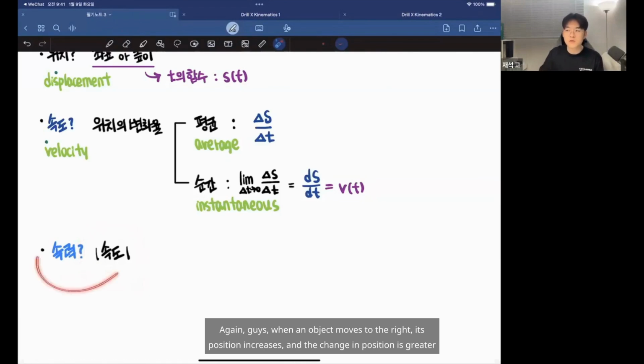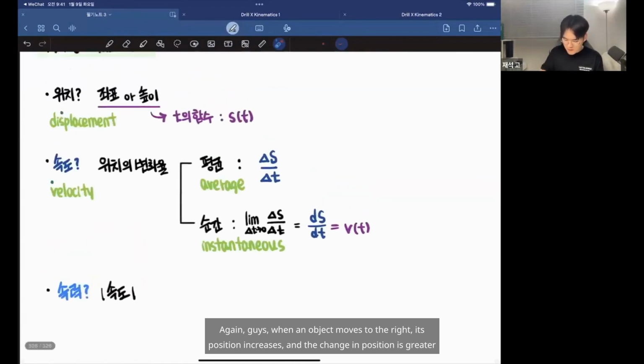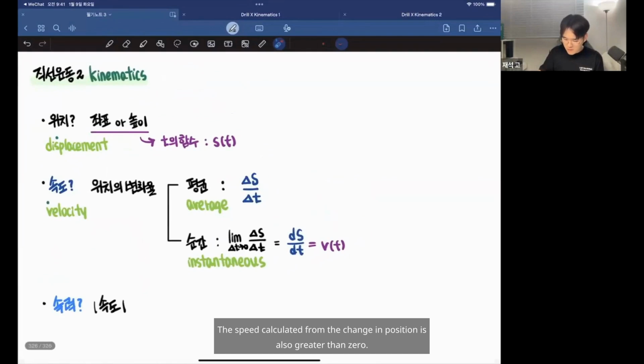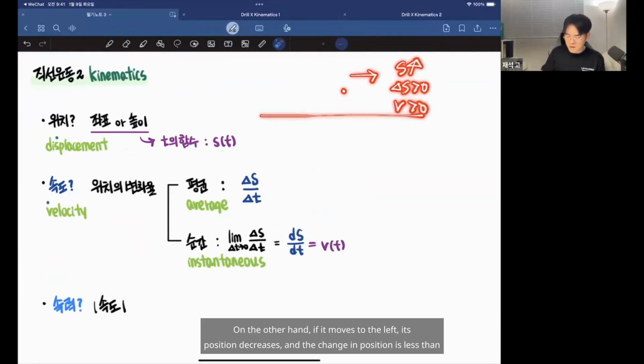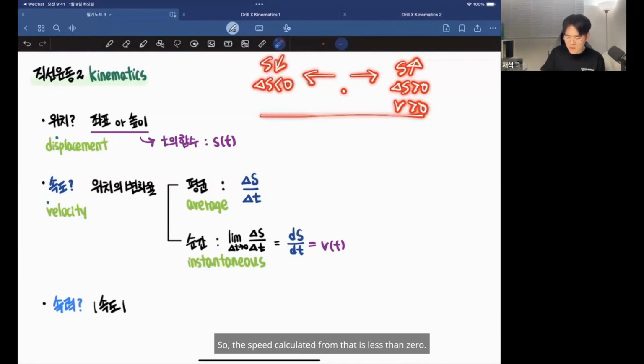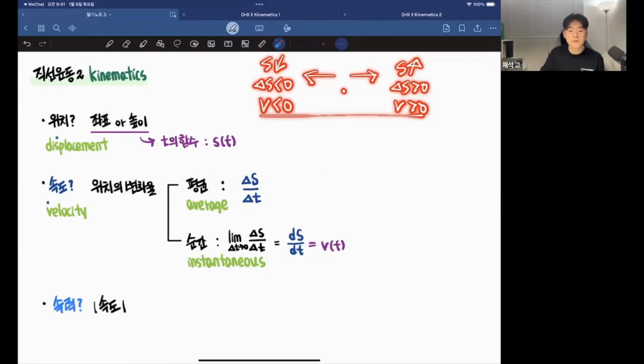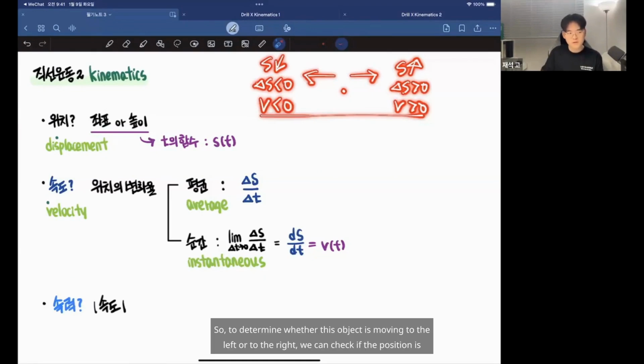Again, guys, when an object moves to the right, its position increases and the change in position is greater than 0. The velocity calculated from the change in position is also greater than 0. On the other hand, if it moves to the left, its position decreases, and the change in position is less than 0, so the velocity calculated from that is less than 0. So, to determine whether this object is moving to the left or to the right, we can check if the position is increasing or decreasing, or we can see if the velocity is less than or greater than 0.